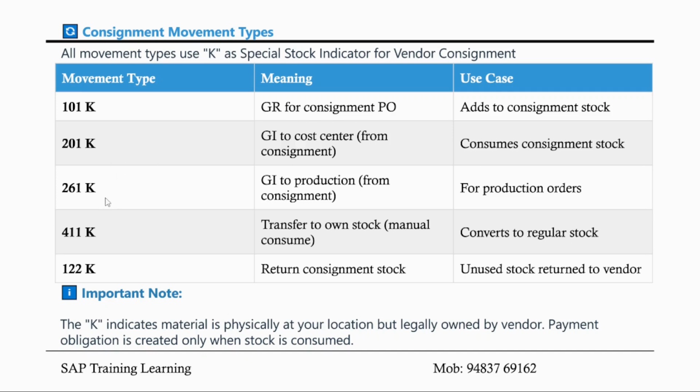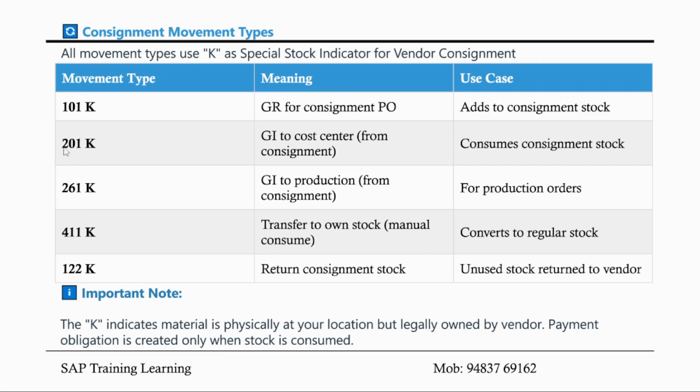And there are two ways where, within your company, this consignment stock can be consumed directly by other departments. If you use 201K, it means the usage, the consumption, is going to a cost center. Mostly this is for utility and daily operations departments. They just simply consume this material.